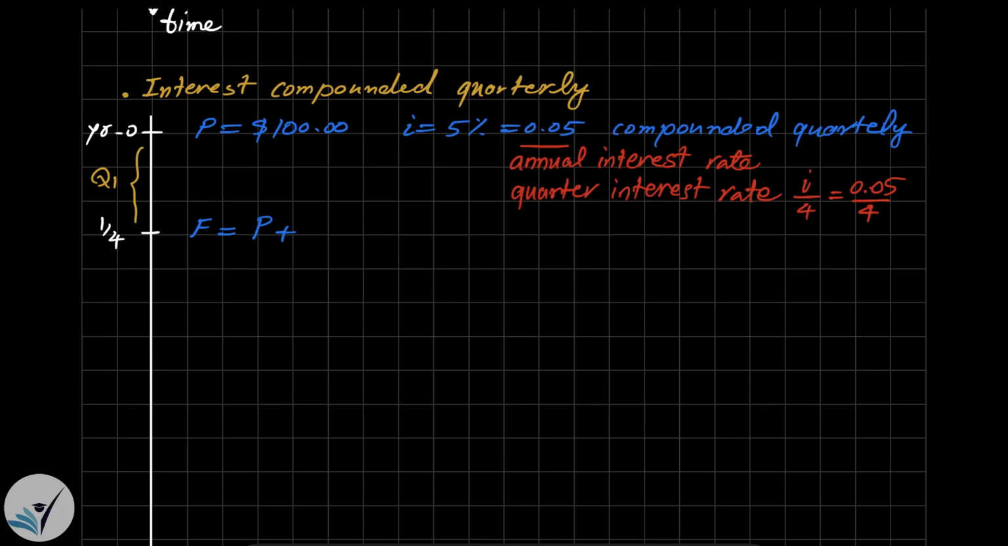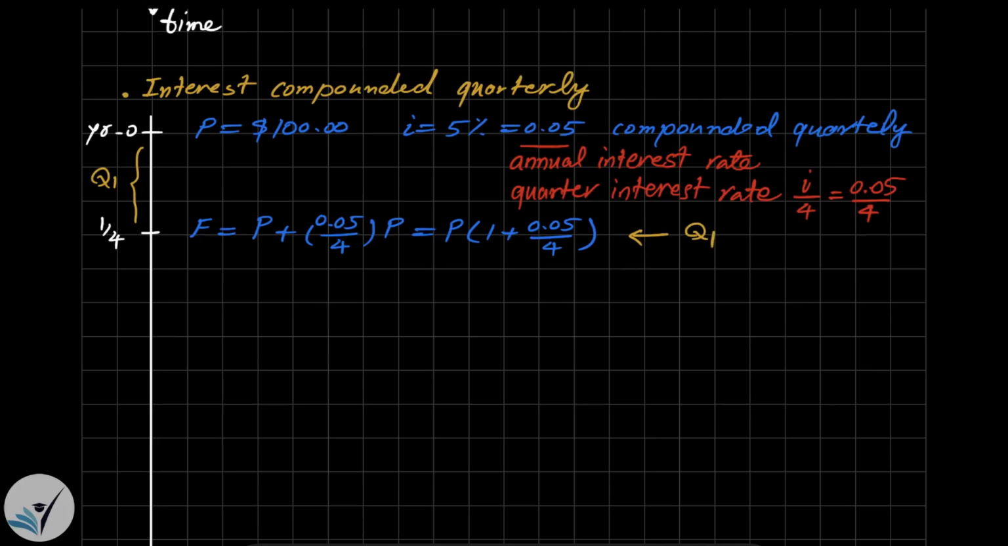So getting back to the equation, F is equal to P plus 0.05 divided by 4 times the balance of the account, which is the principal P. And if we simplify, we would get P times 1 plus 0.05 divided by 4. So basically, at the end of the first quarter, what we have in the account is this money right here.